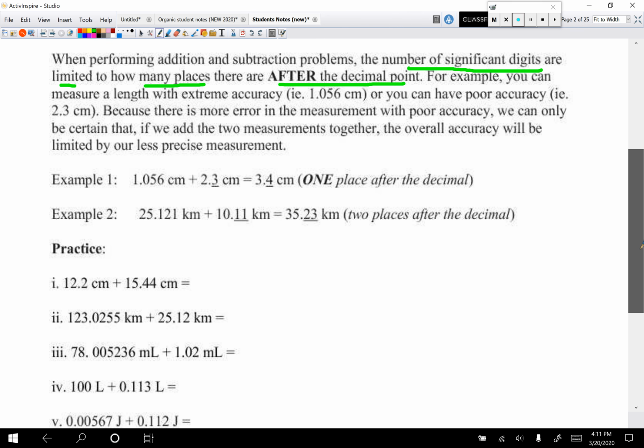So when we look at our examples, if we add two of these measurements together from our examples up here, we're going to get an answer of 3.4, because there is only one spot after the decimal, because of our 2.3. Or in a different example, if we add 25.121 kilometers to 10.11 kilometers, we only have two spots after the decimal in our 10.11, so our final answer of 25.23 also has two spots after the decimal.